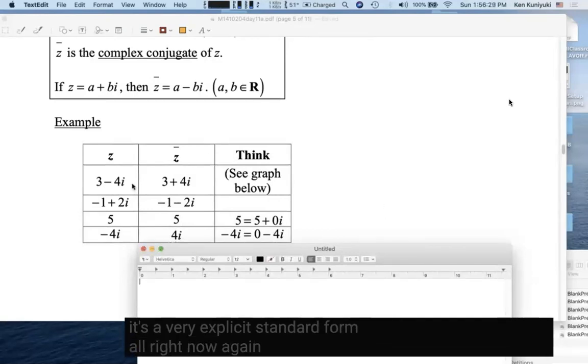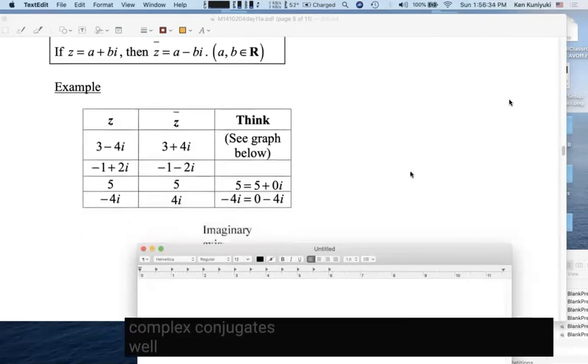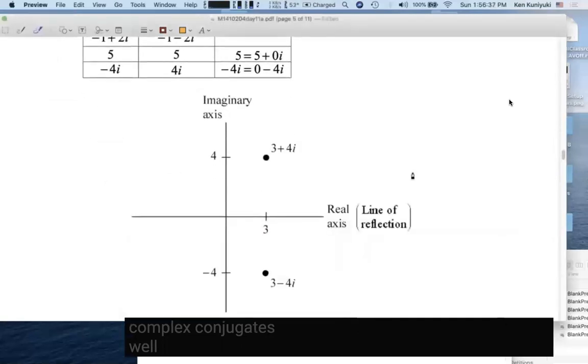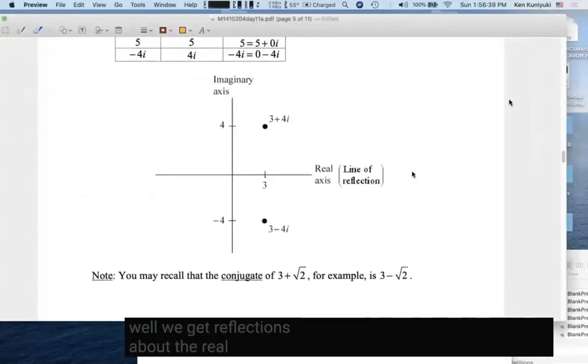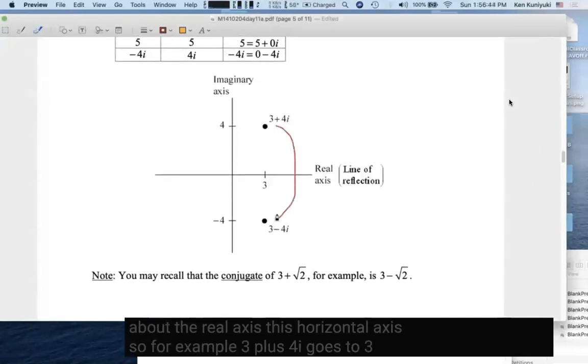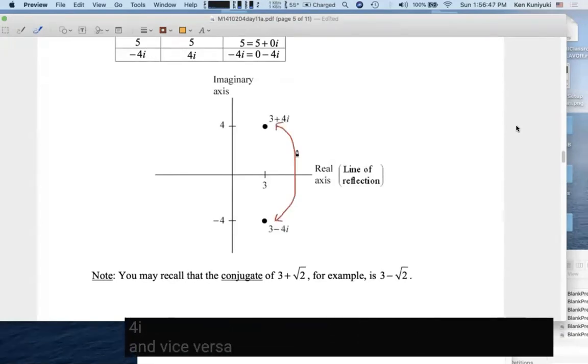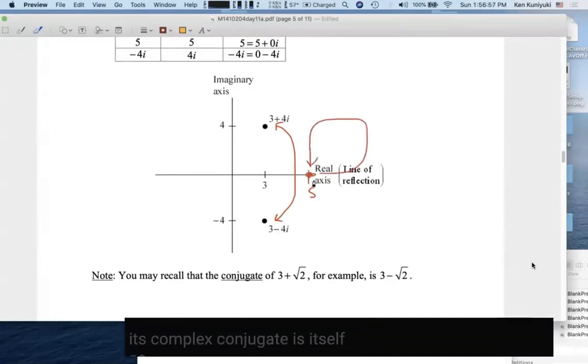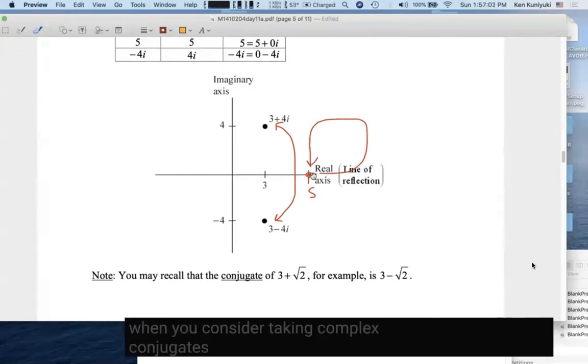All right, now again, how are these complex numbers related to their complex conjugates? Well, we get reflections about the real axis, this horizontal axis. For example, 3 plus 4i goes to 3 minus 4i and vice versa. Also notice that 5 over here, which is the real number, its complex conjugate is itself. So the numbers on the real axis are fixed points when you consider taking complex conjugates. The complex conjugate of a real number is itself.